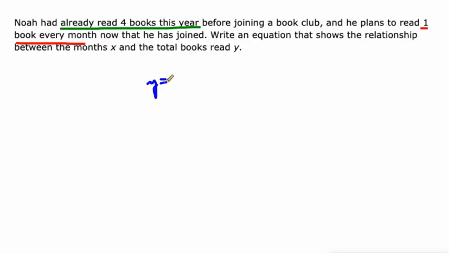Well, the total books he reads will be 1 per month plus the 4 that he's already read. Now, I wouldn't bother with the 1. I would just do y equals x plus 4.